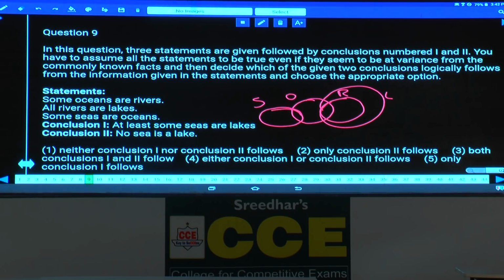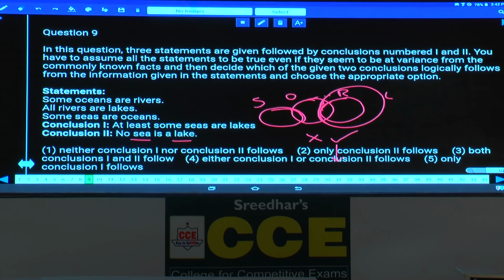Sea here, lake here, no intersection between these two, that is false. And coming to the next one, no sea is a lake. Lake here, sea here, definitely true. Now the second conclusion is true and it is a negative conclusion. To make this one false, we should prove its complementary pair. What is the complementary pair to this, no sea is a lake? Some seas are lakes.